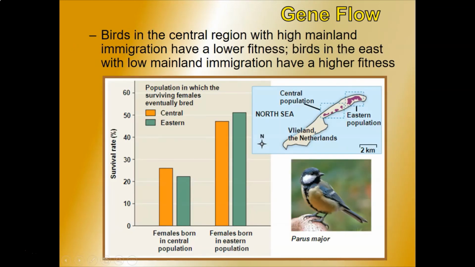So let's take a look here. Birds in the central region with high mainland immigration have a lower fitness. Again, probably because the birds that came out there aren't necessarily as adapted to life on that island. They're still the same species, right? It's just that the populations have been separated. So birds in the east with low mainland immigration have a higher fitness, right? Look at that, all because of gene flow. These poor birds in the central population don't do as well, whereas in the eastern population they're still doing okay because they don't get as much of that immigration there.